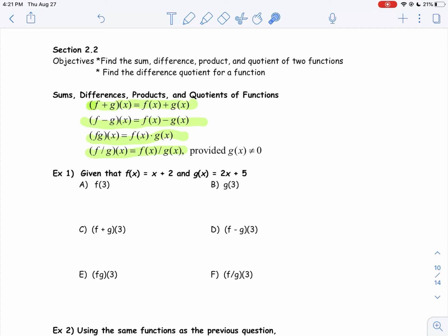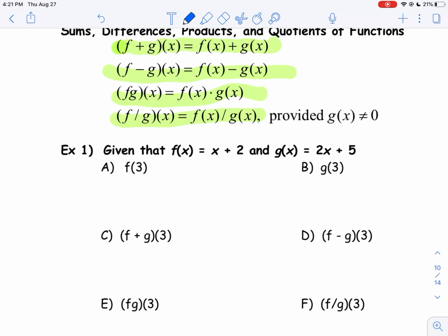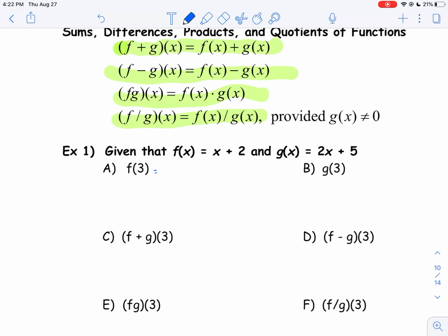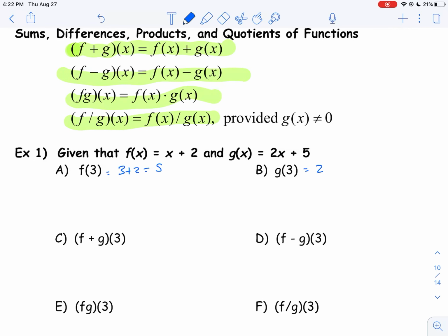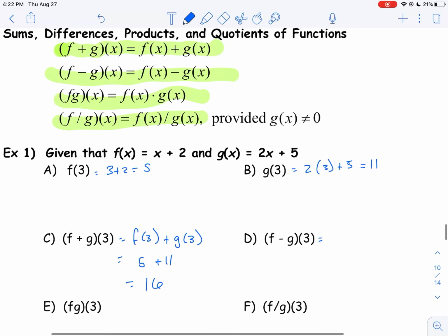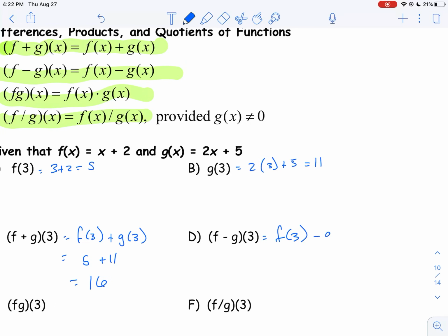So here we go. How do we find f of 3? I'm sure you're fine with this. We just plug 3 into the function. So we get 3 plus 2 is 5. G, plug in 3 for x, and we get 11. Now, what is f plus g of 3? That means that I need to take f of 3, and I need to add g of 3 to it. When I do that, I get 5 plus 11. That gives me 16. Here I would subtract them. F of 3 minus g of 3. So I get 5 minus 11, negative 6.